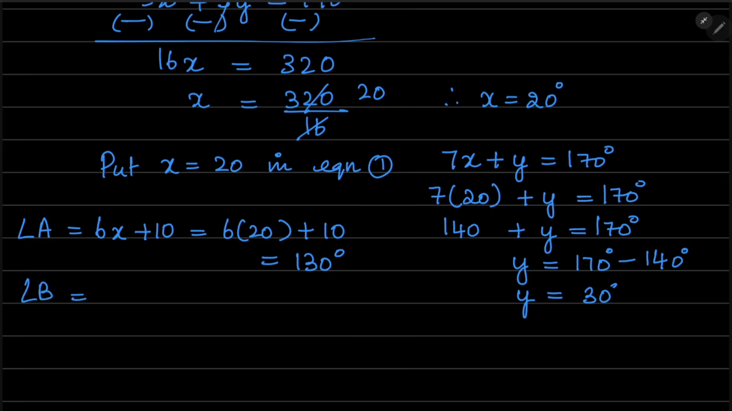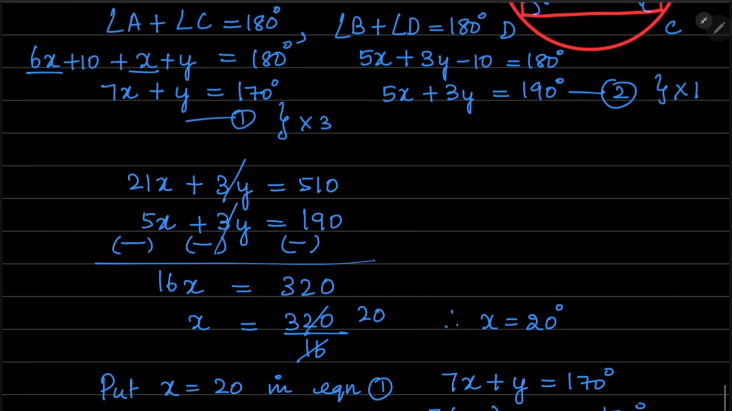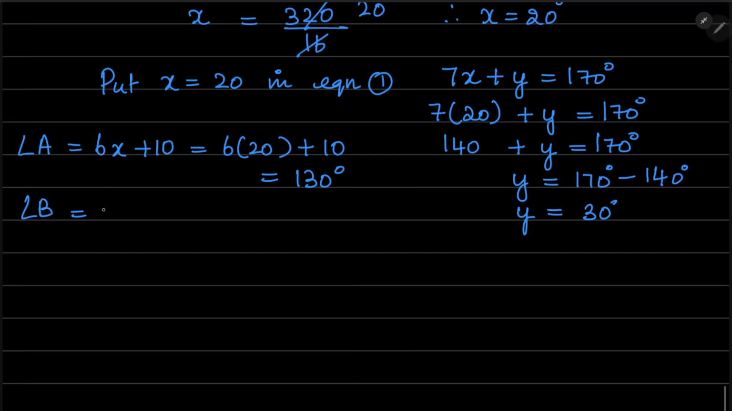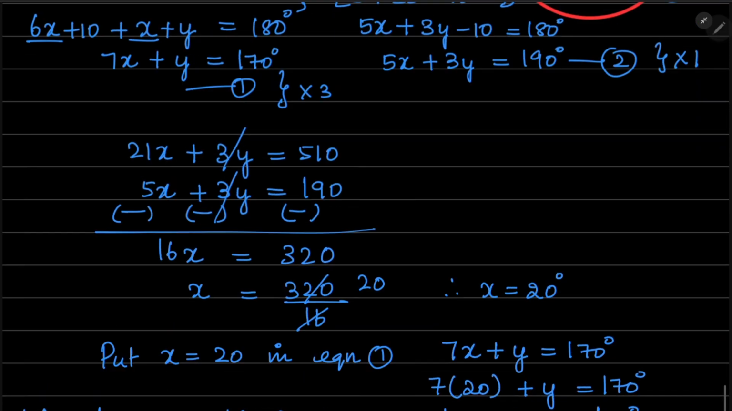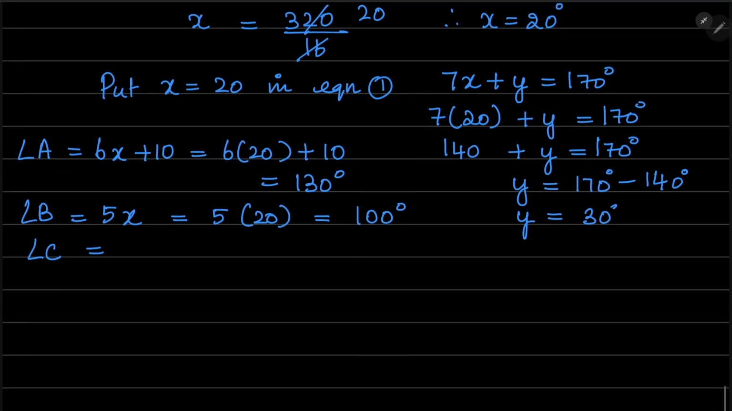What is angle B equal to? Angle B equal to 5x. So it's nothing but 5 multiplied by 20, which is nothing but 100 degrees. What is angle C? Angle C is nothing but x plus y. X is 20 plus y is 30. That is nothing but 50 degrees. Always make sure you write the units correctly.